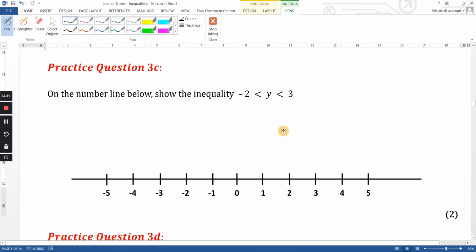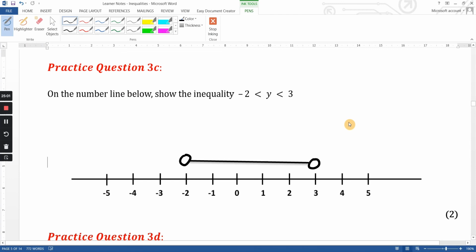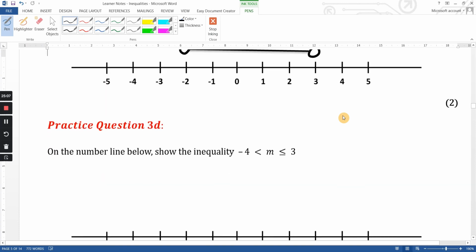Practice question 3c, on the number line below, show the inequality -2 is less than y, which is less than 3. So my two numbers are -2 and 3. And they're both not included, so they're both going to be empty. And just draw a line between them. Yep, so it should look something like that. 2 marks for that.